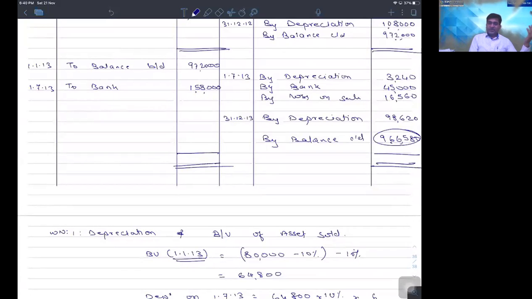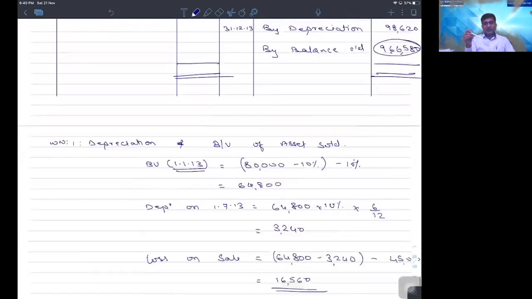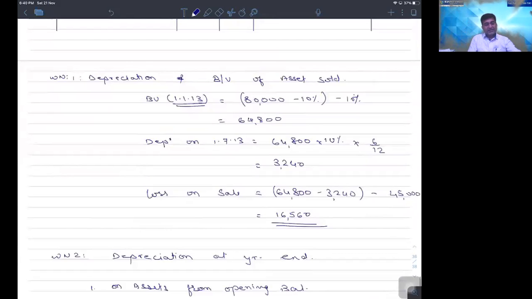यही अगर हम प्रोविजन फॉर डिप्रिसिएशन मेथड से कर रहे हैं तो asset account will continuously be showing the value of 12 lakh rupees up till 1st of January 2013. Then on 1st July 2013, we'll transfer 80,000 from asset account to disposal account. And at the same time, we will also transfer the accumulated depreciation on that asset from the provision for depreciation account to the disposal account, valuing 80,000 minus 4,800 plus 3,240. That is 18,440 will be transferred to the asset disposal account from the provision for depreciation account.